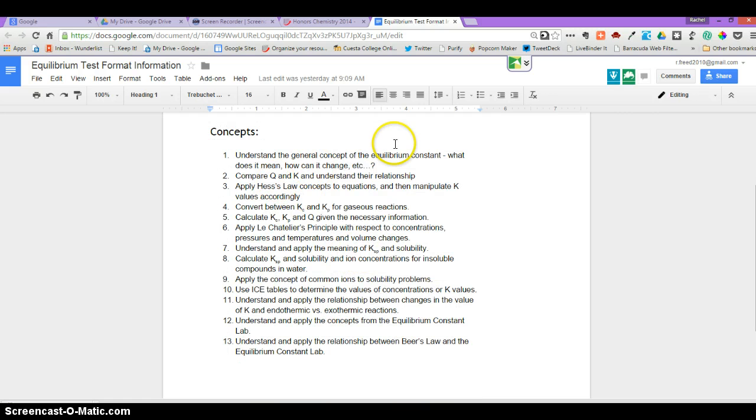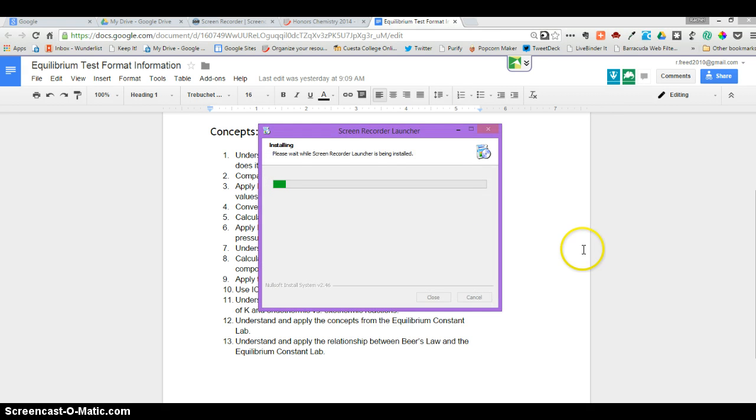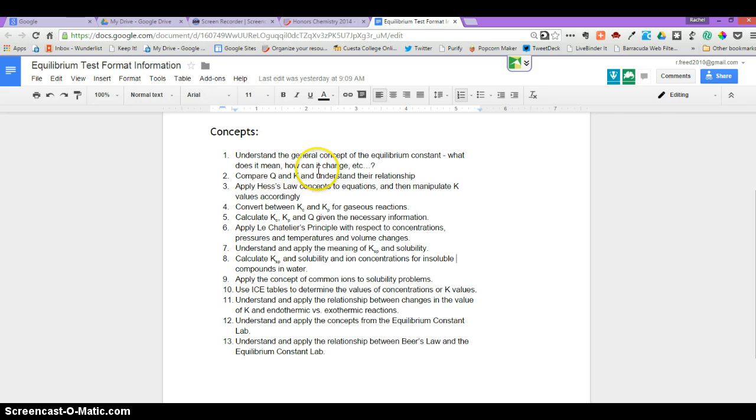And the concepts. Understand the general concept of the equilibrium constant. What does it mean and how can it change? For example, it basically indicates the relative amounts of products and reactants, and we can tell if a reaction favors products or reactants by the value of K, by the magnitude of K. How can it change? Hopefully you know the only way it can change is by changing the temperature.